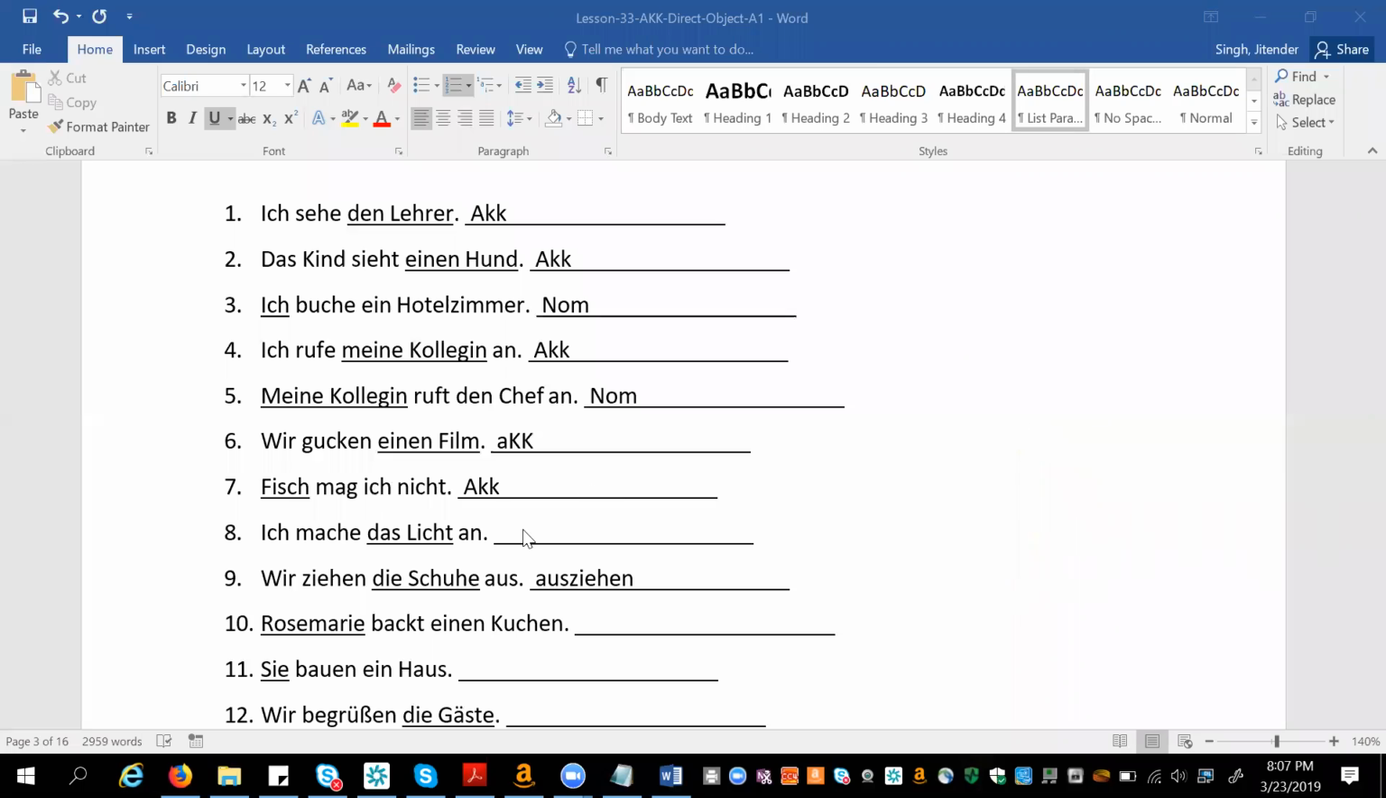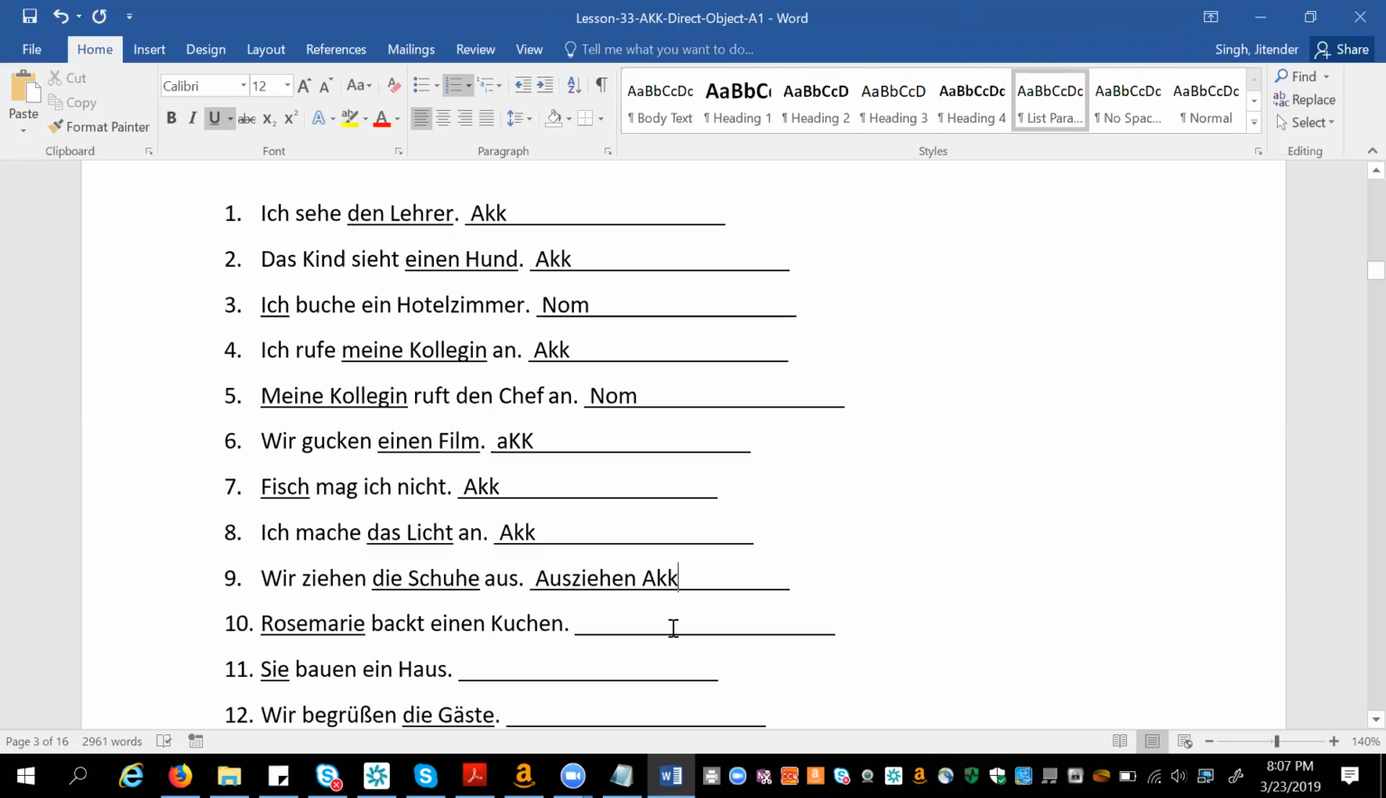You're awesome. So, ich mache das Licht an. Anmachen means to switch on. I am switching on the light. So I switch on the light. Accusative. Next. Wir ziehen die Schuhe aus. We are taking off the shoes.